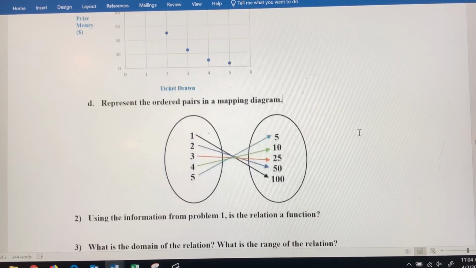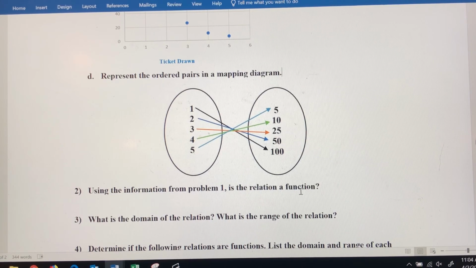So using the information from problem 1, is the relation a function? Remember, we defined a function as a relation where each input has only one output.